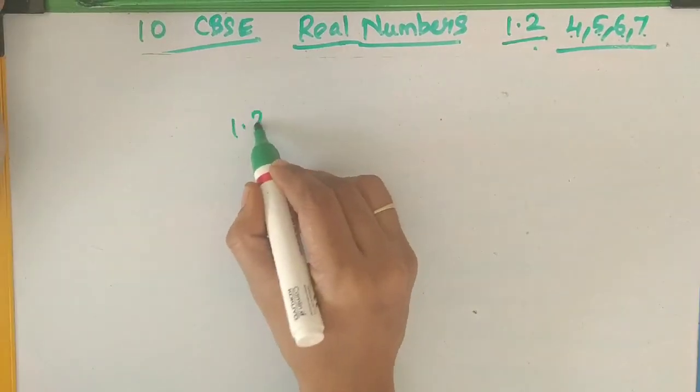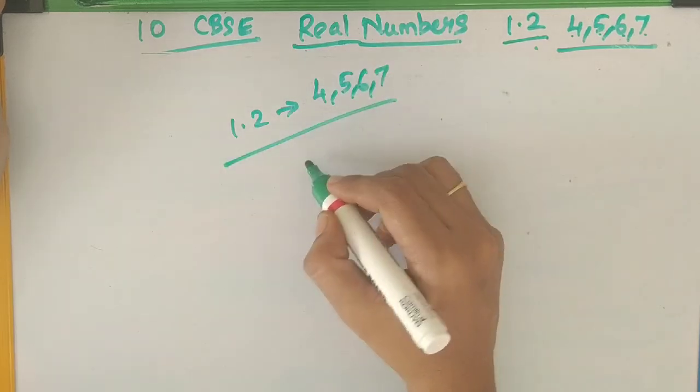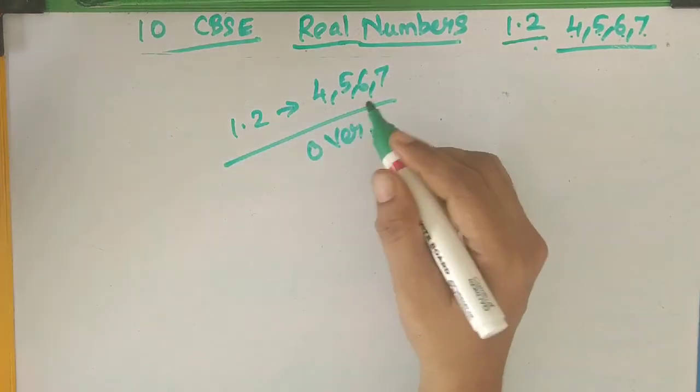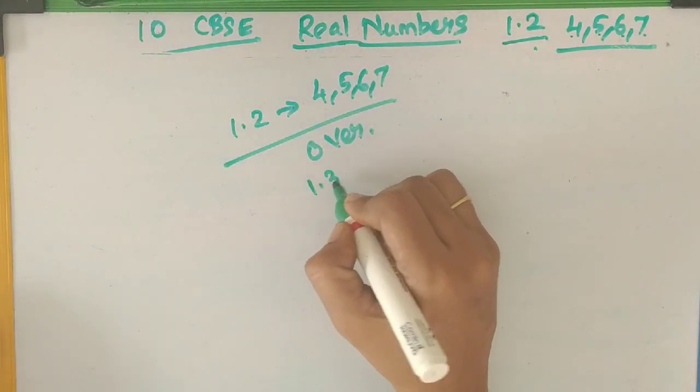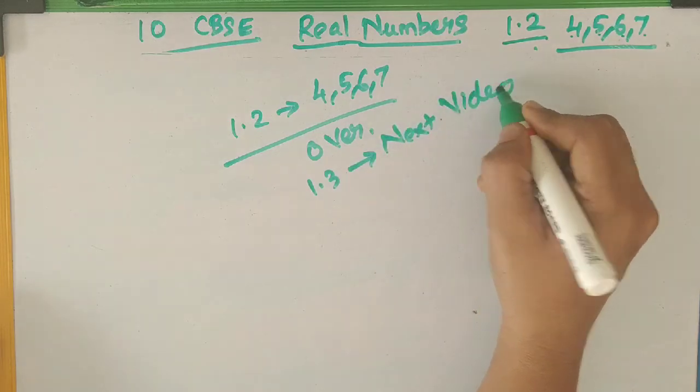Okay? So with this, we have completed 4, 5, 6, 7 questions in exercise 1.2. Okay? Now we can see the 1.3 exercise in the next video.